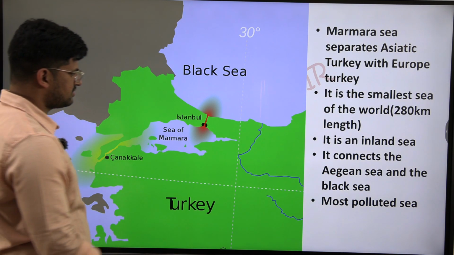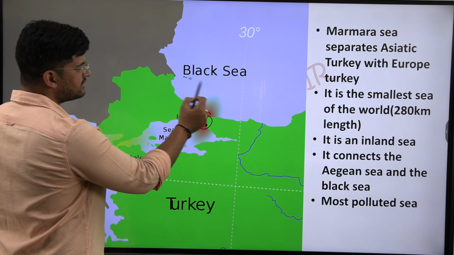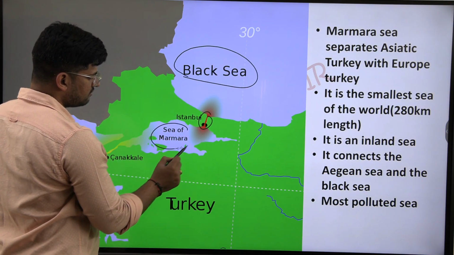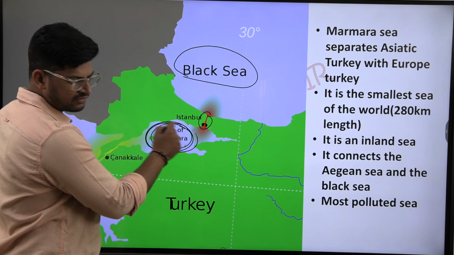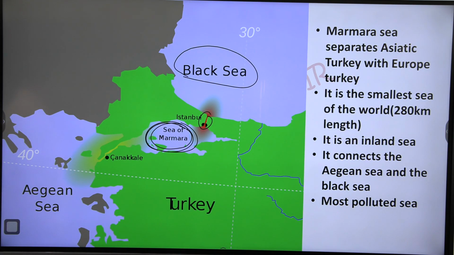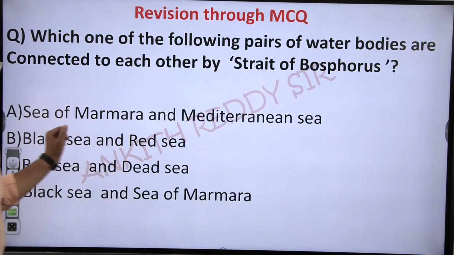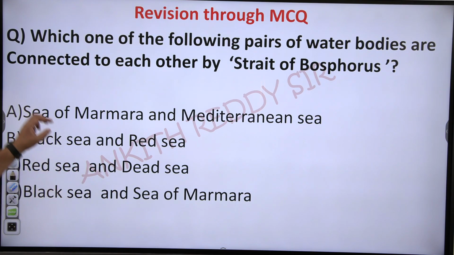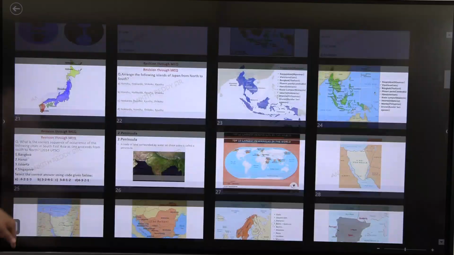Then Strait of Bosphorus. It connects the Black Sea and Sea of Marmara. Black Sea and Sea of Marmara are connected by which strait? Strait of Bosphorus. Strait of Bosphorus connects what seas? Black Sea and Marmara.